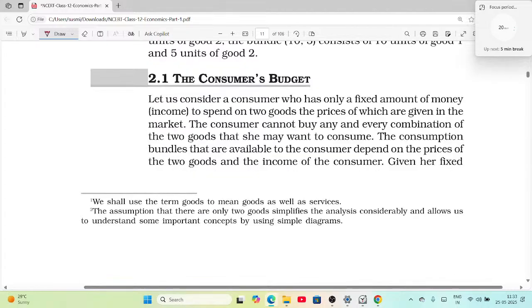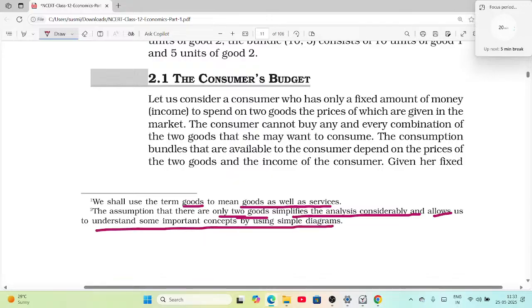We shall use the term goods to mean goods as well as services. The assumption that there are only two goods simplifies the analysis considerably and allows us to understand some important concepts by using simple diagrams.